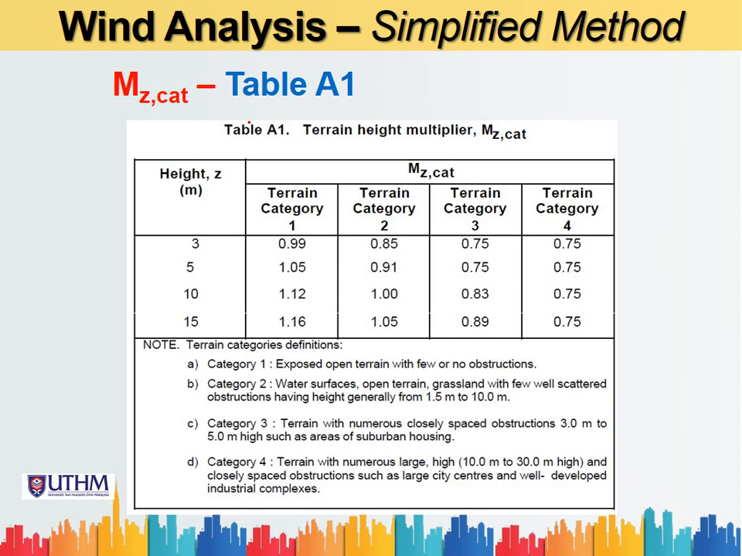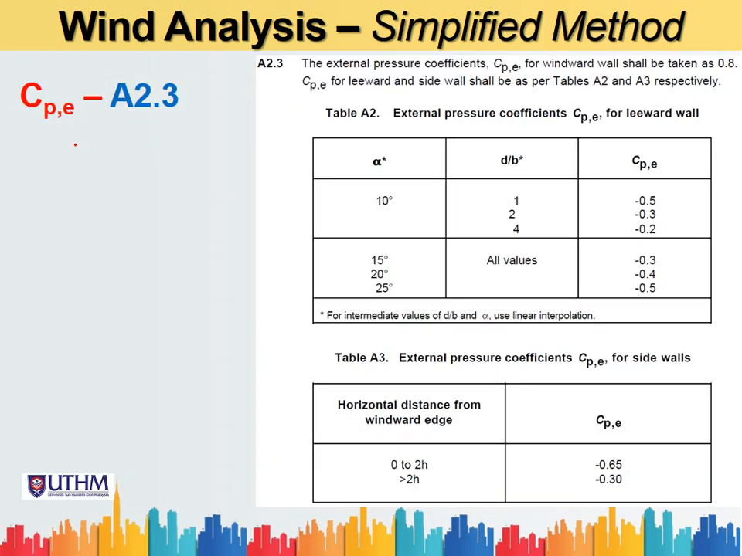and this is Table A1 for the terrain height multiplier, MZ cat, category. So you have seen this in the Malaysia Standard, based on category 1, 2, 3 and 4. And this is the CPE, the external pressure coefficient. And this is the alpha, alpha near the roof area. Later I will show how to read alpha.